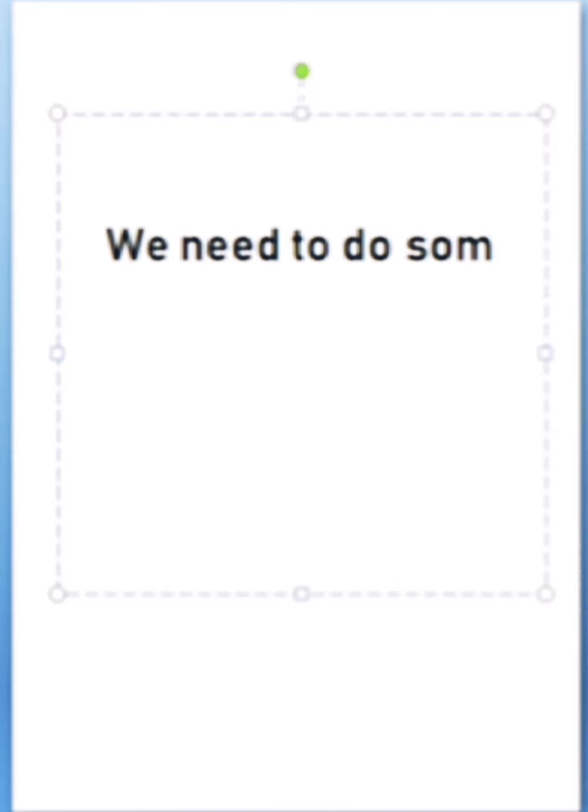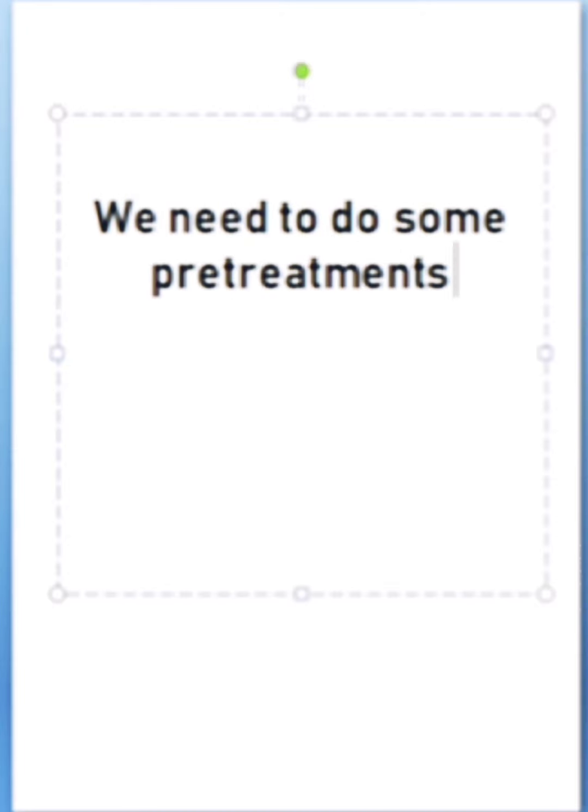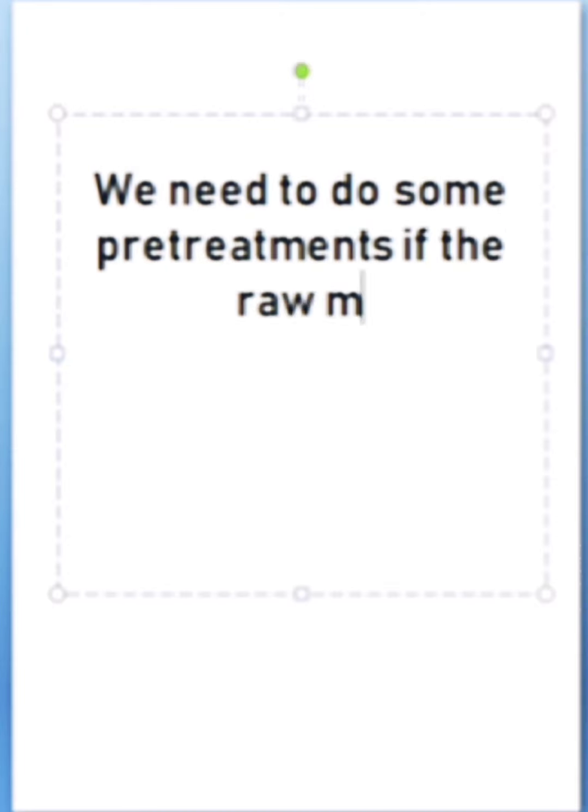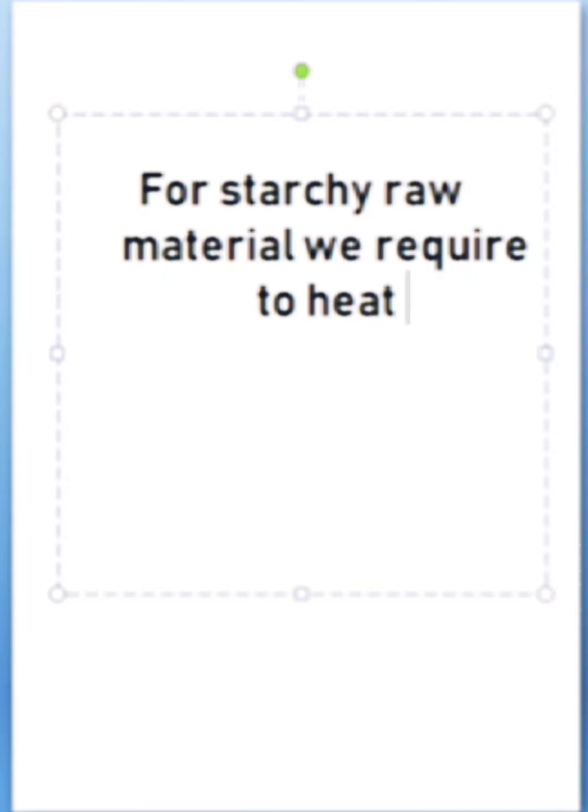Although ethanol production can be done from saccharine, cellulosic or starchy raw material, if the raw material is cellulosic or starchy, we need to do some pretreatments on them before converting them into glucose for our ethanol production. Now I will discuss some of the pretreatments we can do if the raw material is starchy or cellulosic.